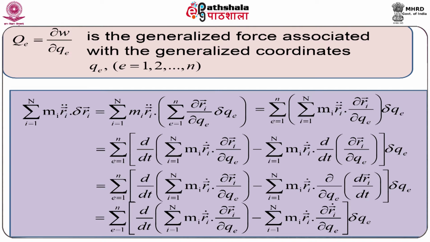Now let us calculate the other part of the previous equation, that is summation over i of mi Ri vector double dot dot delta Ri vector. Here we are considering the scalar product of two vector quantities, which are the acceleration vector Ri vector double dot and the virtual displacement vector delta Ri vector. If we substitute delta Ri vector already obtained, then we get this result. Arranging these, we get this one.